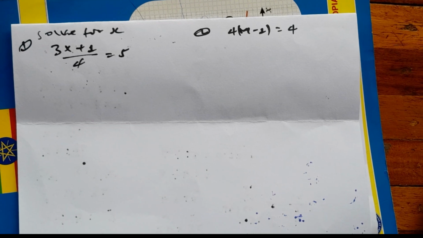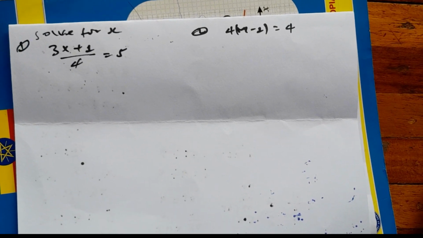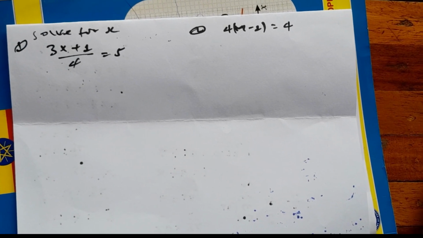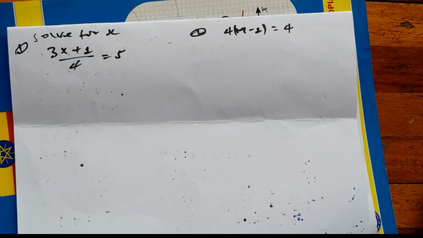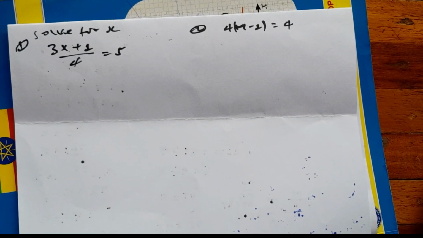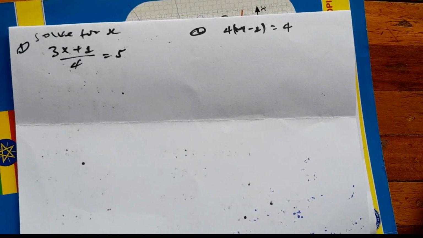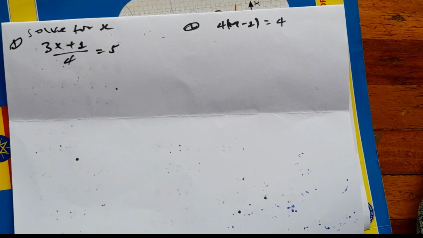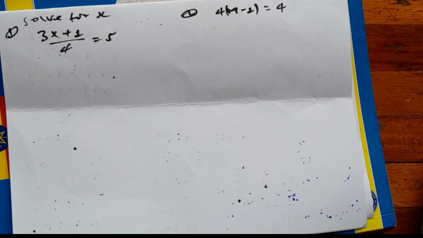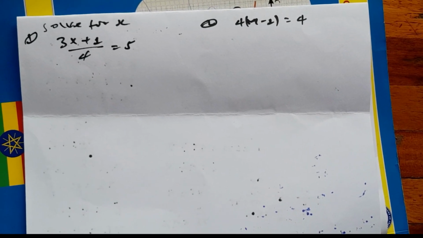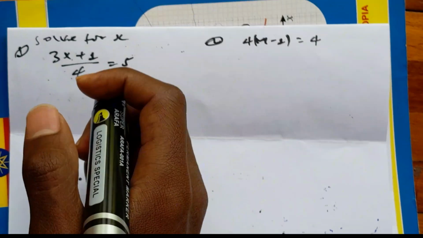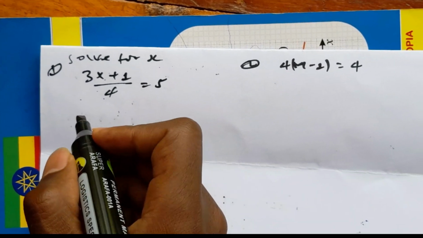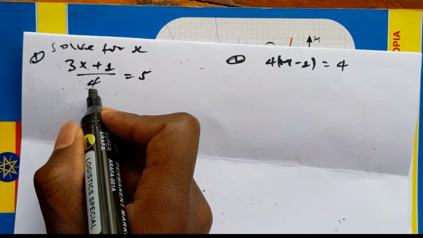Think like this. The question is (3x plus 1) over 4 is equal to 5. What is the value of x? Solve the value of x. The second question is 4 in the bracket of m minus 1 is equal to 4. What is the value of m? The question is this one. It's easy, brother. Let's do it together.